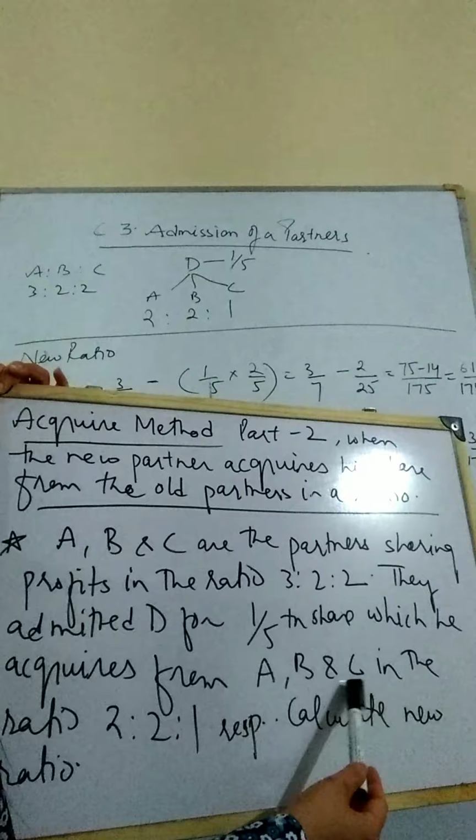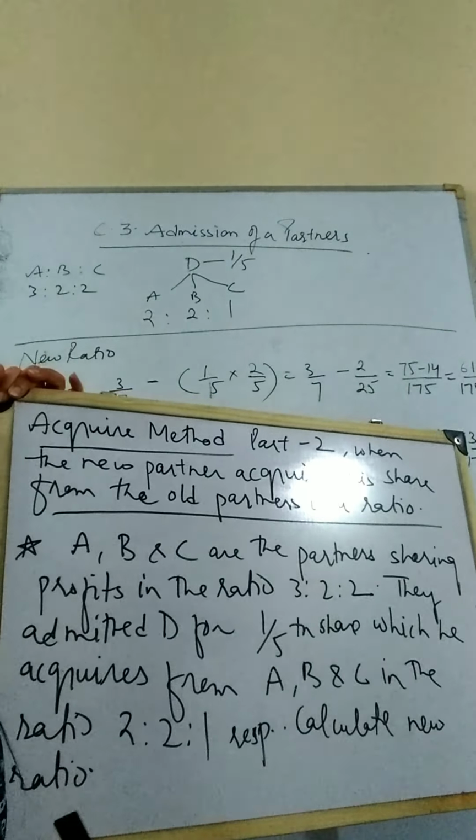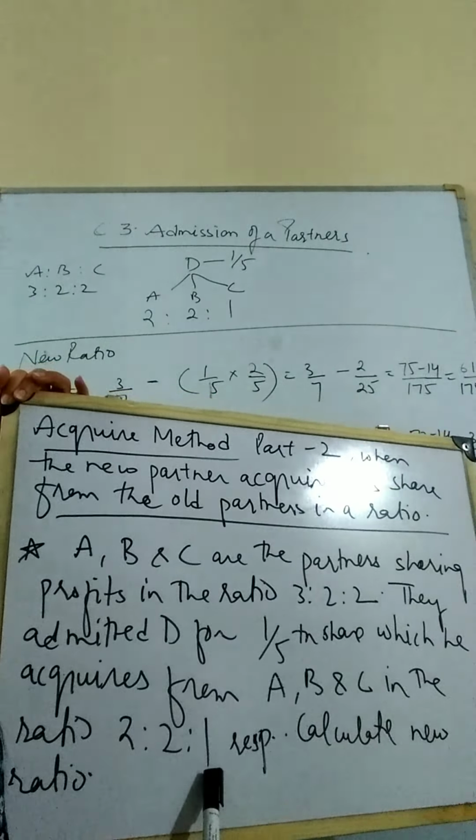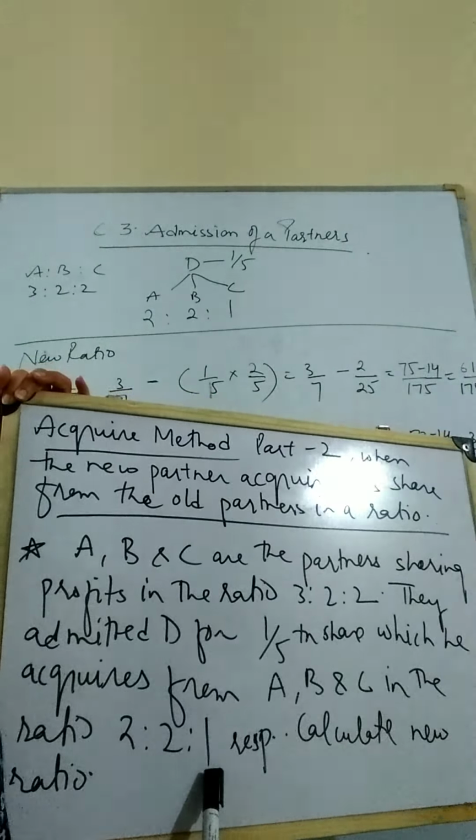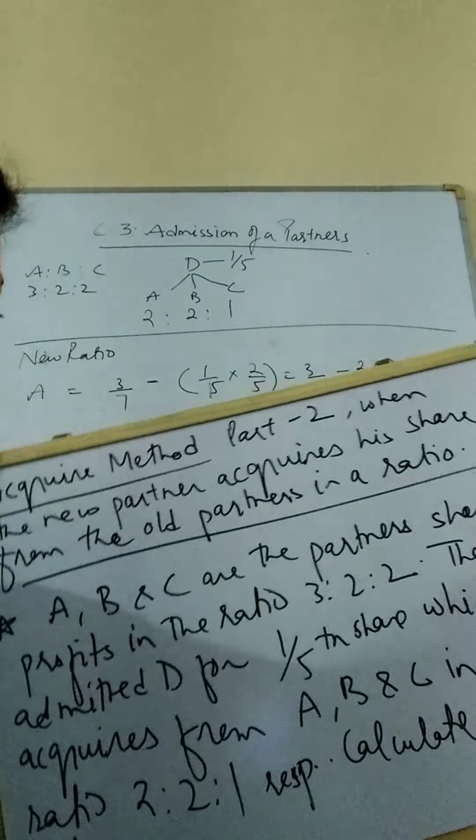A, B and C are the partners sharing profits in the ratio 3:2:2. They admitted D for 1/5 share which he acquires from A, B and C in the ratio 2:2:1. The new partner, which is D, is acquiring his 1/5 share from all the three partners, but this time not in a fraction, this time in a ratio. Calculate the new ratio. So what is the change in these two parts of acquire method? Let us have a look.